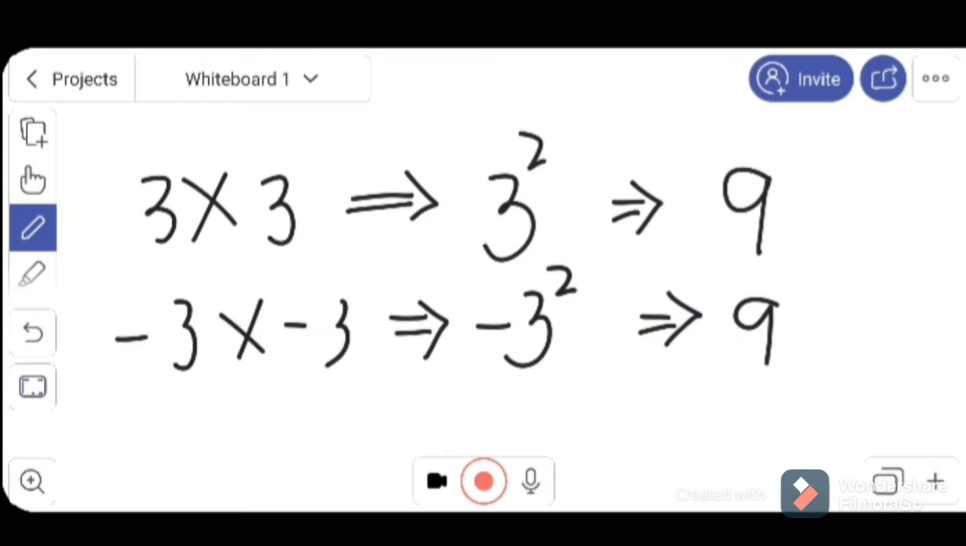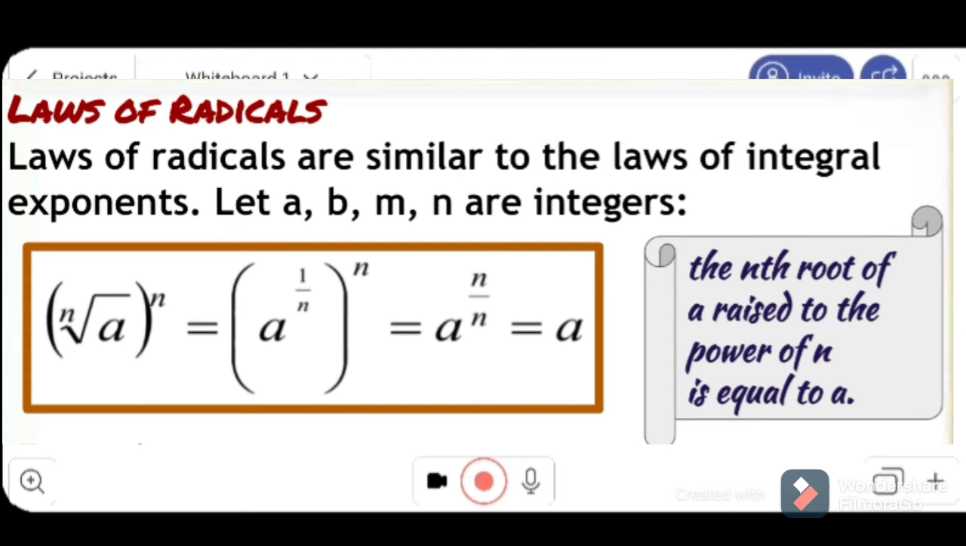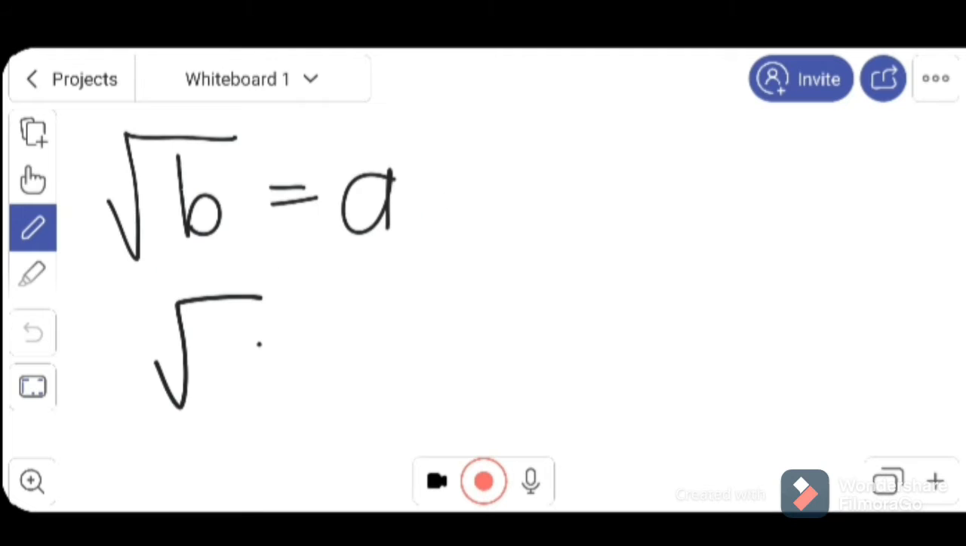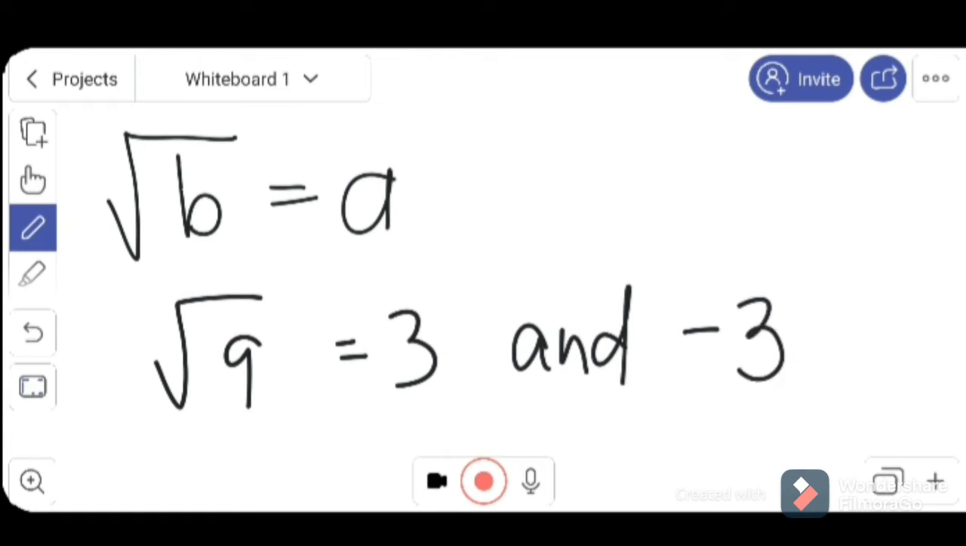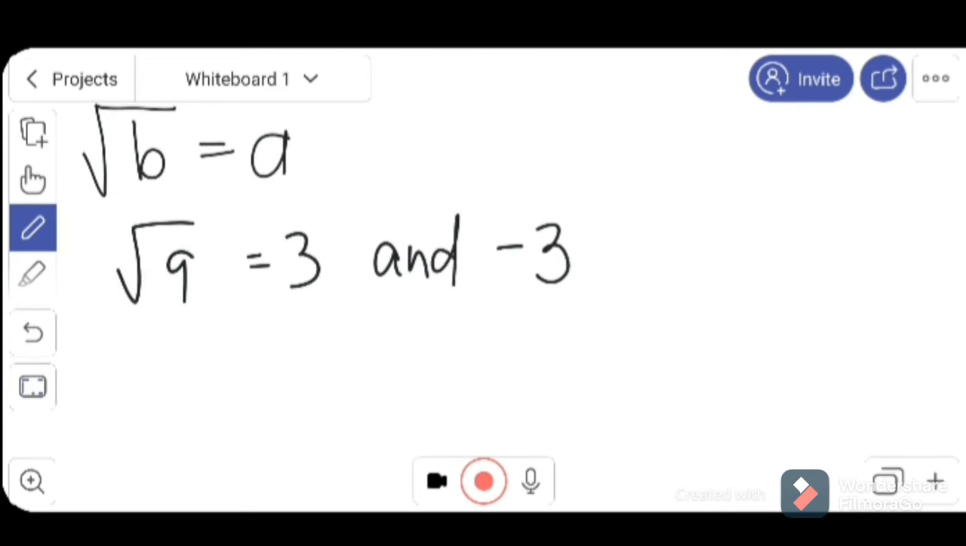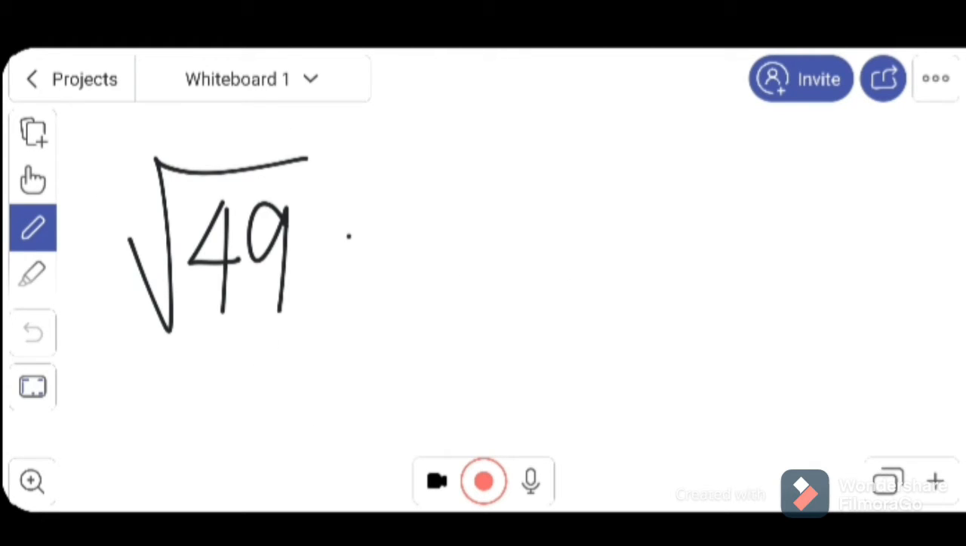Let's now proceed to square roots. In an algebraic notation, if our given is the square root of b, our answer will be a. For the square root of 9, the answer is 3 and negative 3, because negative 3 times negative 3 is equal to 9. There are two possible answers for the square root of 9. Again, the answer is positive and negative 3. So that is with an index of 2.